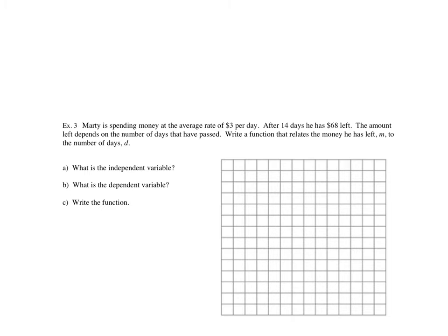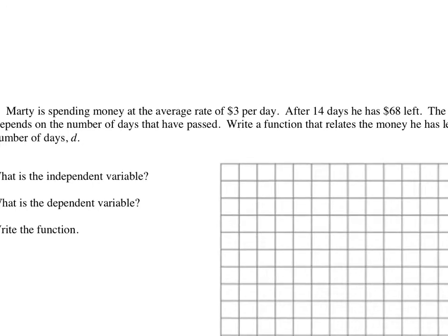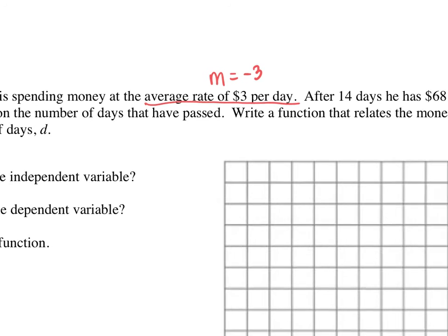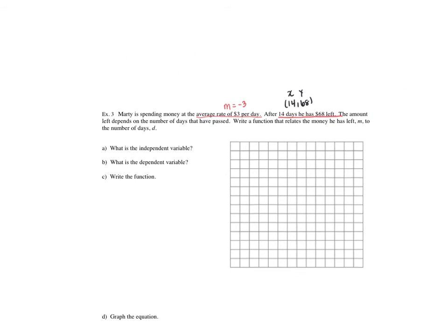So when I look at this question, I see that I have an average rate of $3 per day. That's my slope. And he's spending $3 per day, so he's losing money from his bank account. So that's really a negative 3. After 14 days, he has $68 left. I can represent this as an ordered pair as 14, 68, where 14 is my x value, 68 is my y value. We're going to want to write a function soon, so let's get moving.